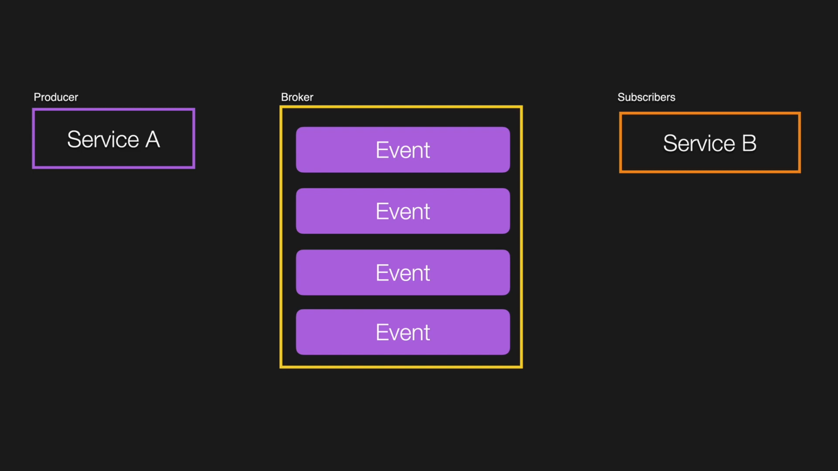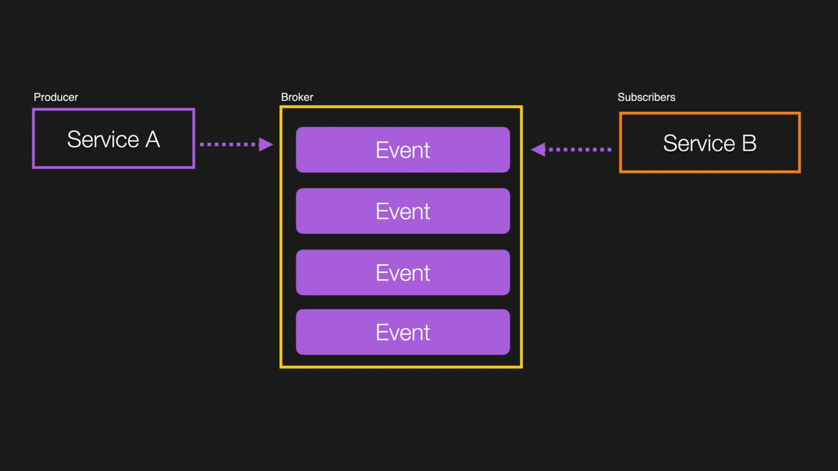By default, this also creates an inversion of dependency. So we're no longer tied together at the lowest layer. We're fully abstracted from each other. So now let's take a look at how that works. Service B subscribes and service A publishes.